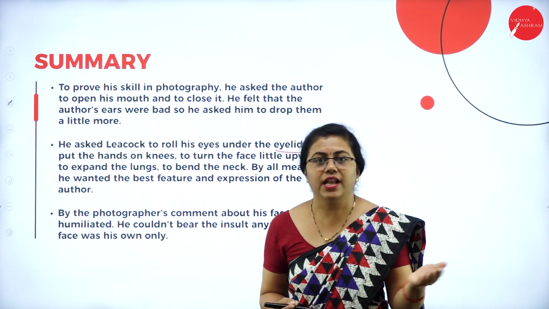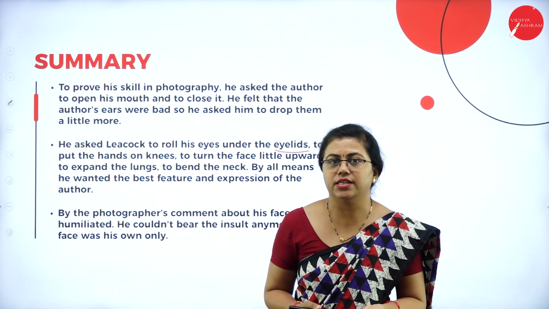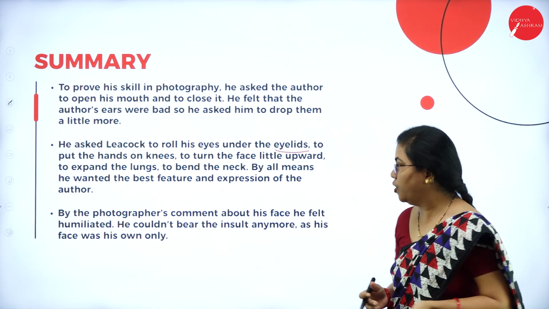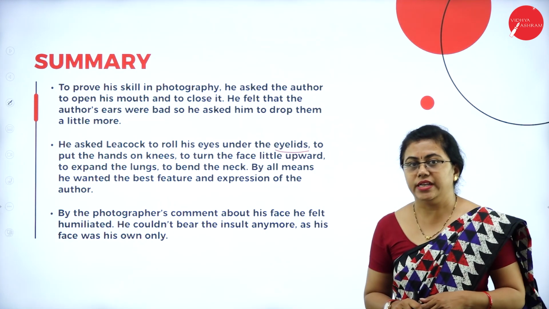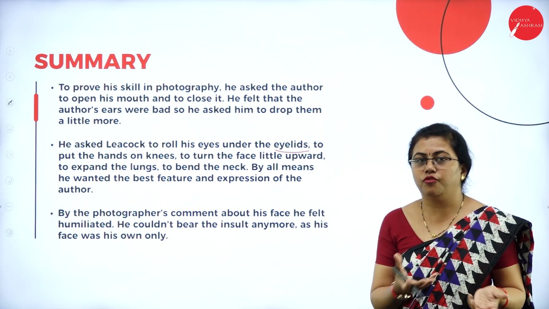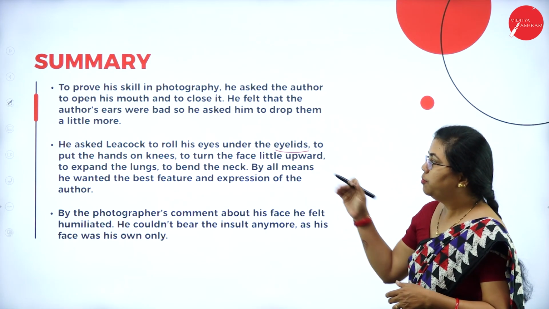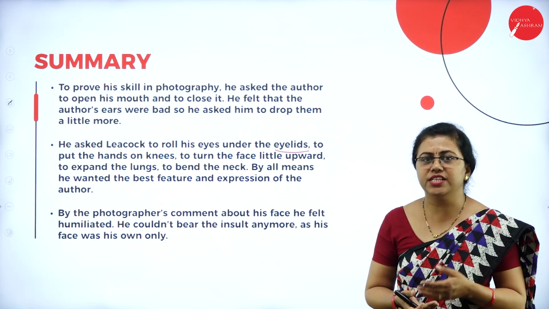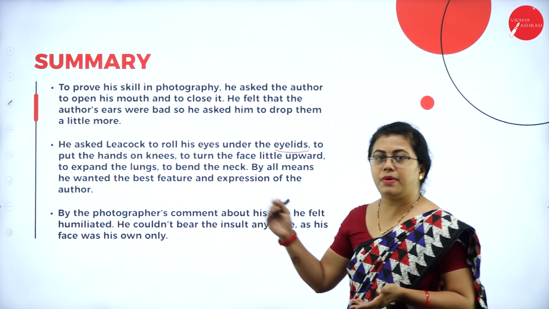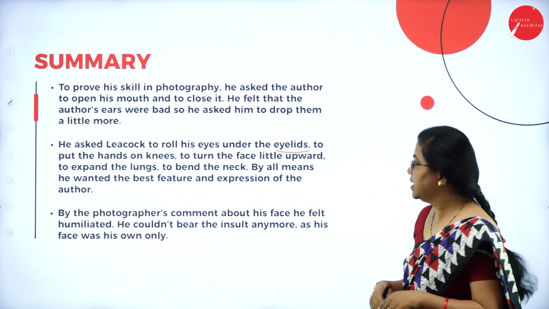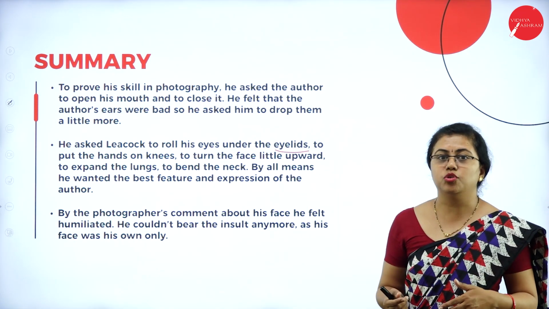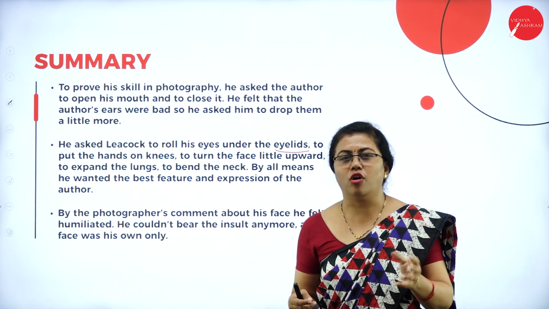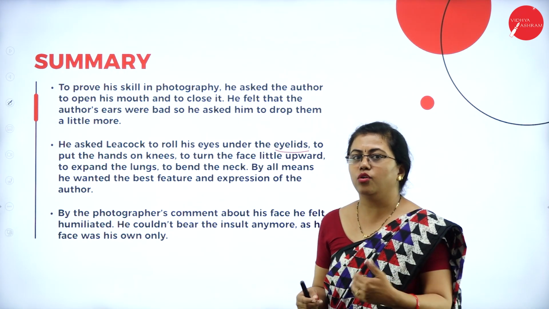In order to prove his skill, he is doing all these. Though there are no changes that are going to happen, only to prove his skill in photography, he is just trying to do all this. To put the hands on the knees, maybe to position or to focus the light properly, he tells him to put his hands on the knees. To turn the face a little upward, just to lift his face a little upward, he tells. To expand the lungs, that is to breathe more, he says. To bend the neck, he also tells him to bend the neck. So all this is going on, in order to focus more or to show his skills. So all this he goes on doing.